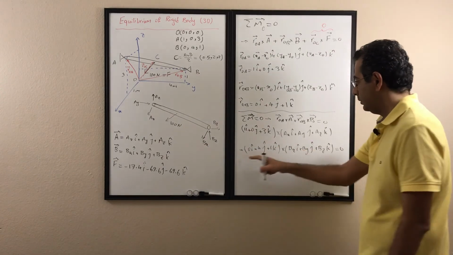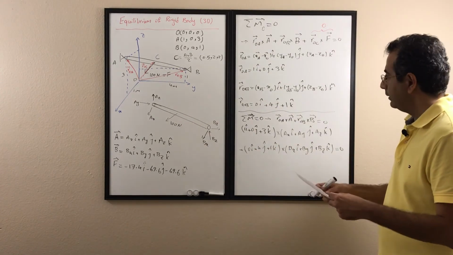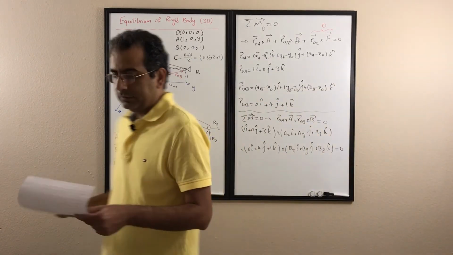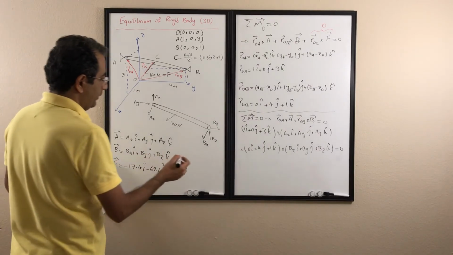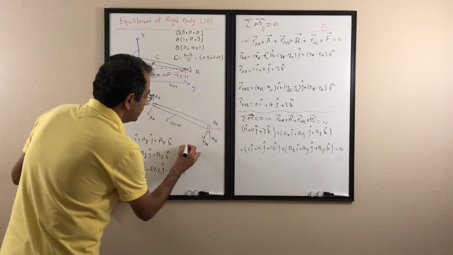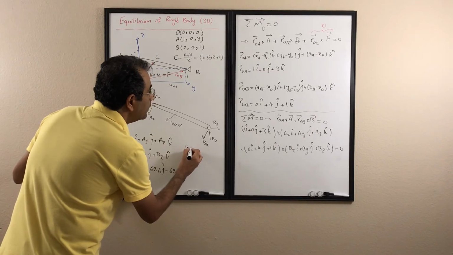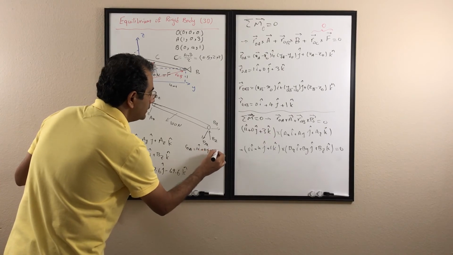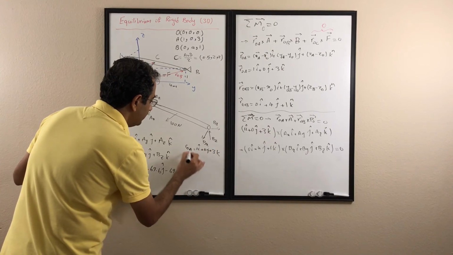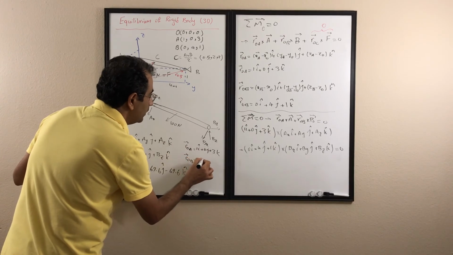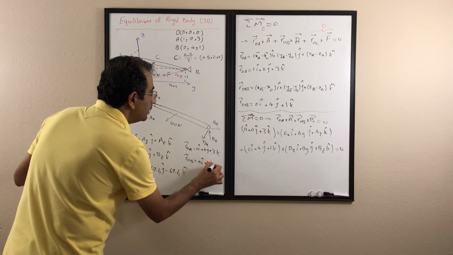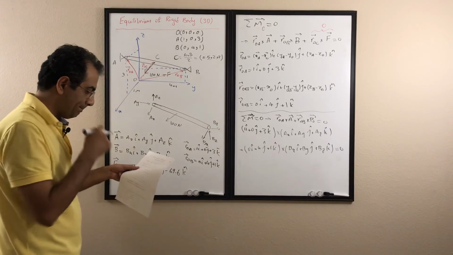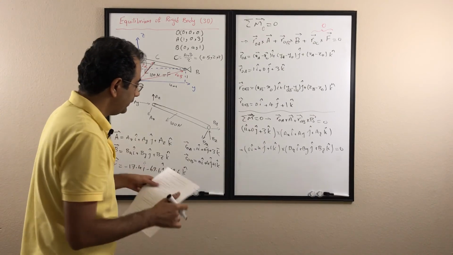So we have two cross products to calculate. And if you remember, I'm just going to write ROA here: ROA is 1I plus 0J plus 3K, and ROB is 0I plus 4J plus 1K.